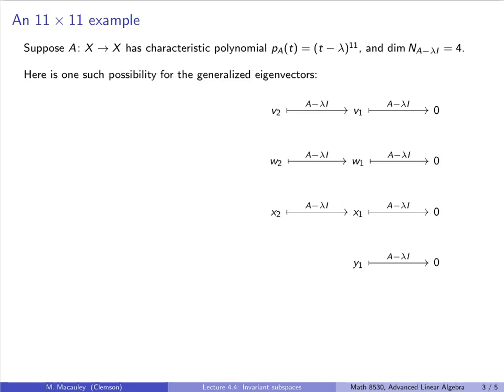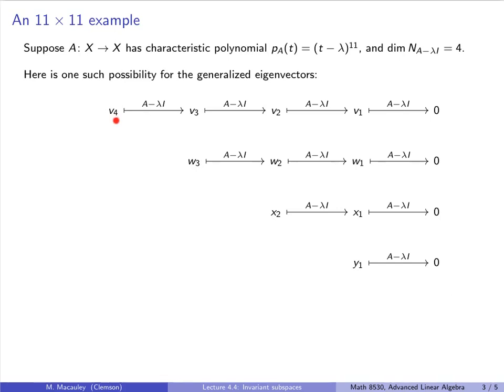We can now ask, do these things have preimages? In other words, is there a V3? Is there a W3? Is there an X3 that map onto V2, W2, and X2? Let's suppose there are just 2 of these. Suppose there's a V3 mapping onto V2 and a W3 mapping onto W2, but nothing that maps onto X2. We can keep going. Is there a preimage of V3 or W3? Once again, let's suppose that only one of these has a preimage and the other one does not.